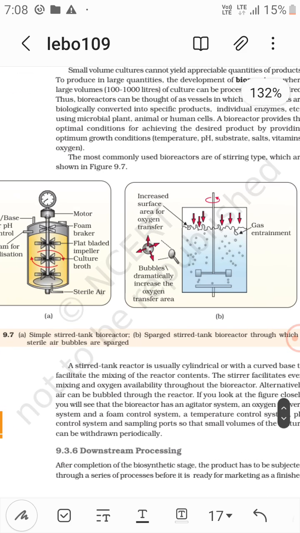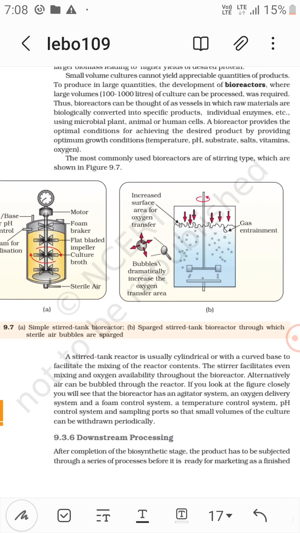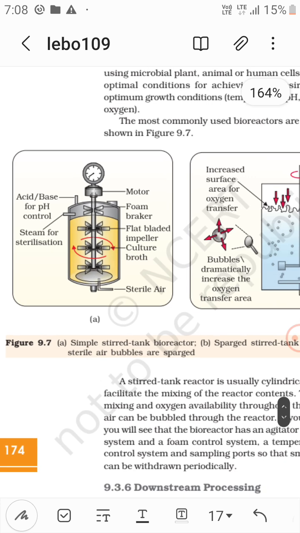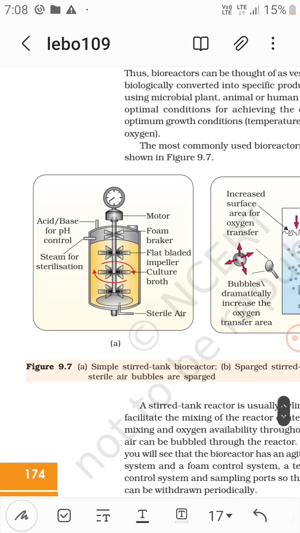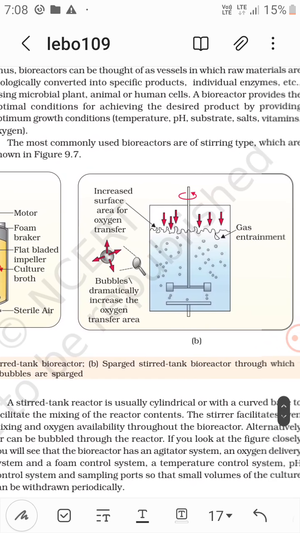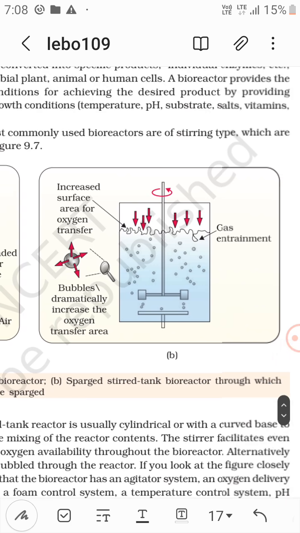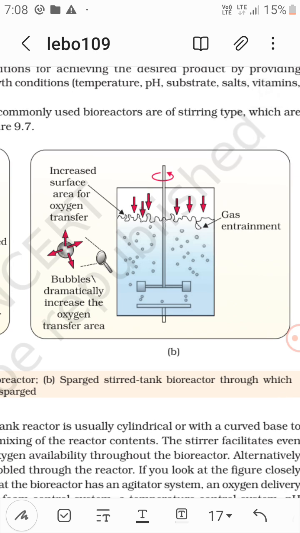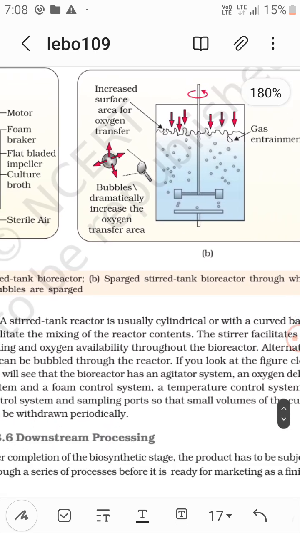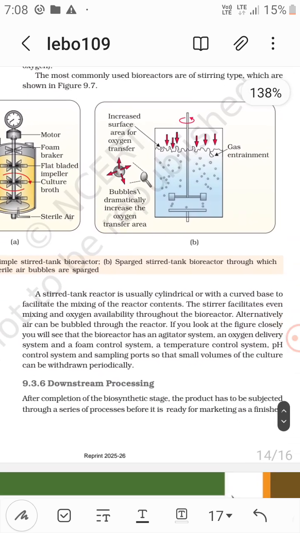Now, the simple stirred tank bioreactor and a sparged stirred tank bioreactor through which sterile air bubbles are sparged. You see, in the first case there is water, foam, a beaker, a flat bladed impeller, then a culture or broth, then sterile air, then acid and base for pH control, then steam for sterilization. In the second type, the sparged stirred tank bioreactor, sterile air bubbles are sparged through it. Gas entrainment bubbles dramatically increase the oxygen transfer surface. You can see it increases the surface area for oxygen transfer.